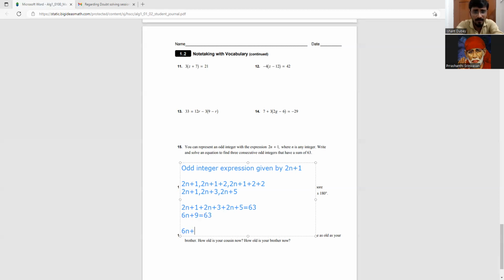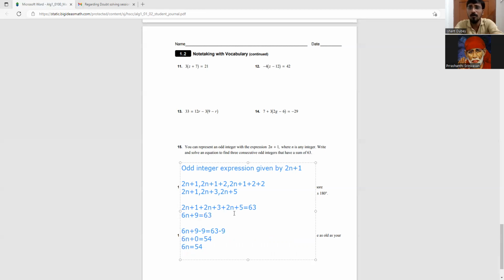6n plus 9 minus 9 equals 63 minus 9. Minus 9 on both sides, very good. So on the next side, what are we getting? 6n plus 0 equals 63 minus 9, which is 54. Very good. So what are you getting in the next step? 6n equals 54.